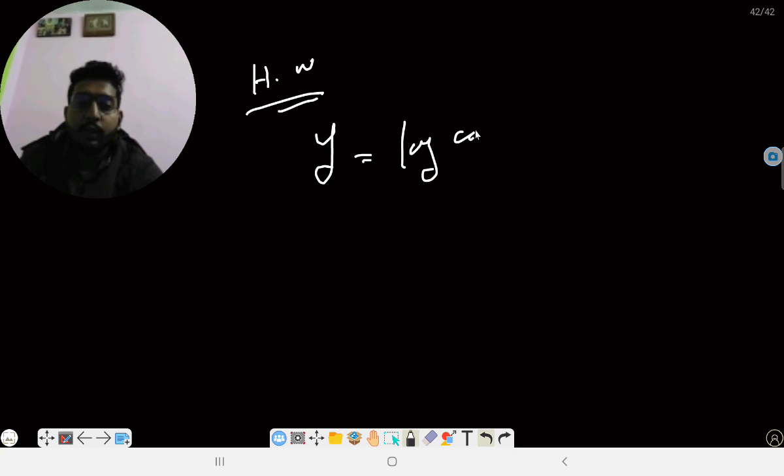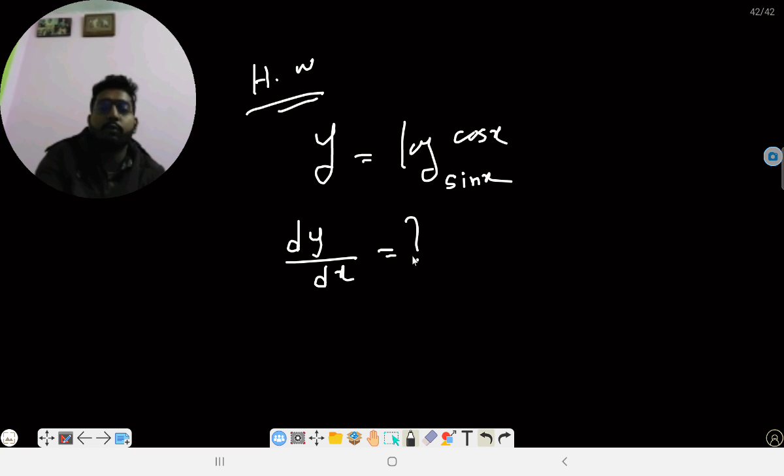So I'm giving an exercise here, homework, like this. Find this one: log cos x base sin x. Okay, y is given. So find the differentiation of this one, dy dx. What will be the value of dy dx? From here we have to find.